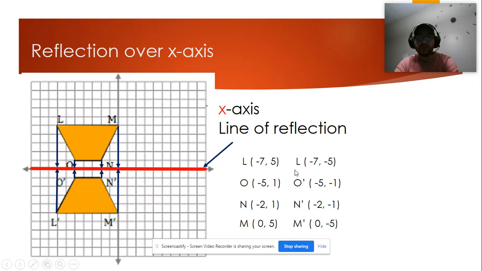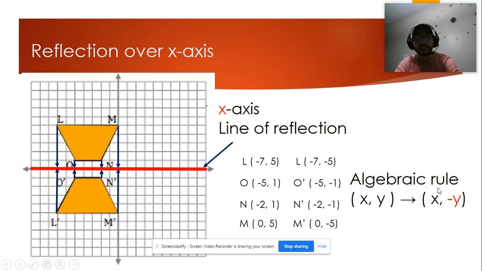And when we compare the coordinates, we can see the only one that is changing sign is the y, because it's reflecting over the x-axis. So my rule will be (x, y) changing to (x, -y).